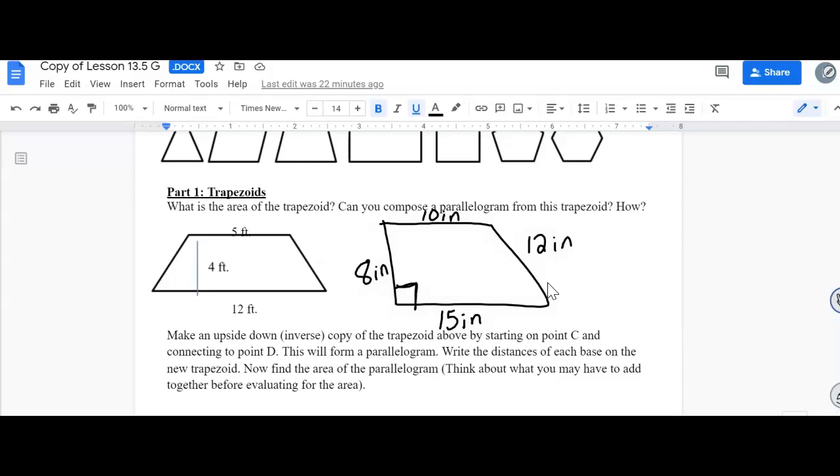I want you to look at your trapezoid, and I want you to create 2 shapes that we know how to find the area of using formulas. What 2 shapes could you create? Just 2, no more than 2. What 2 shapes could you create in that trapezoid?